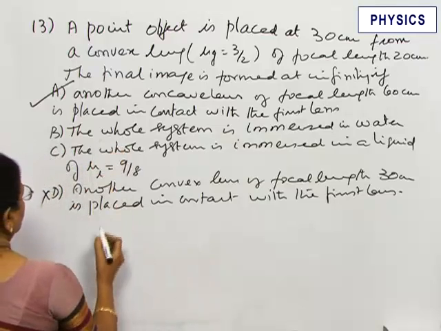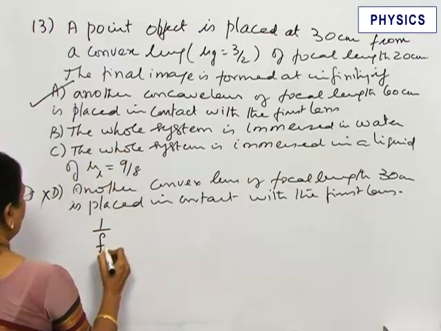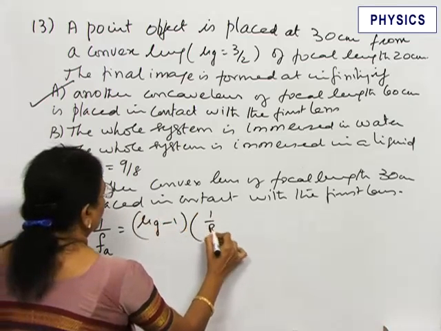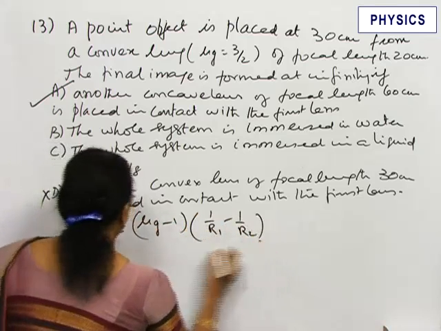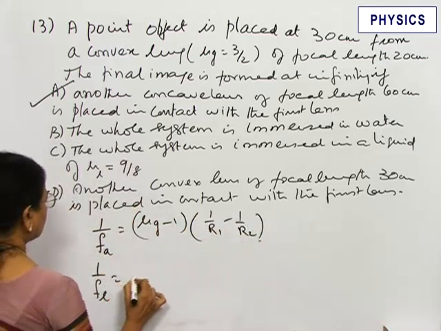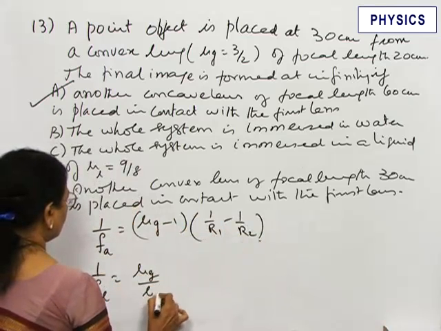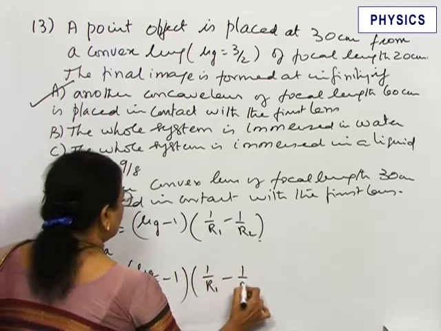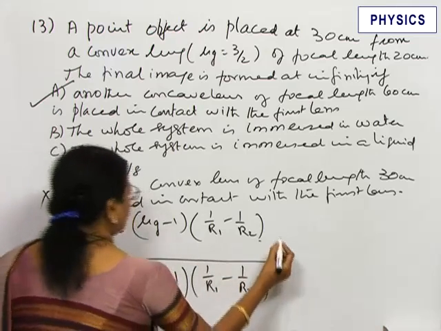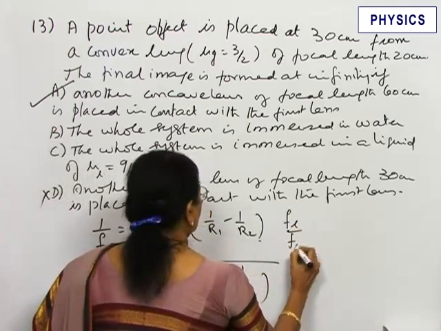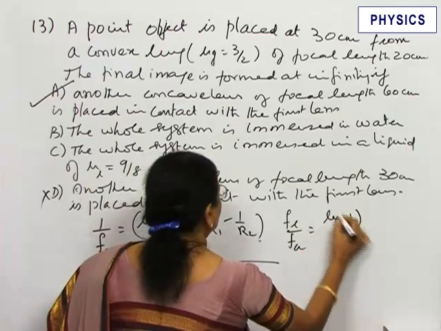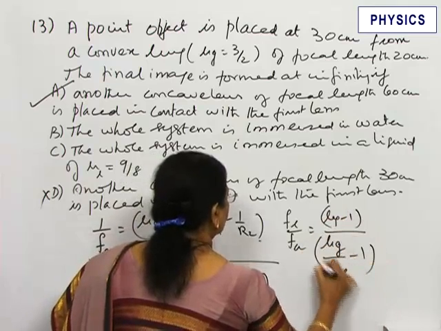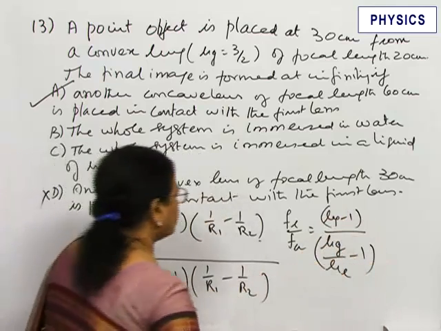So let us examine this. What formula do you have for air and liquid? 1 by F air is (mu g minus 1) into (1 by R1 minus 1 by R2). 1 by F liquid is (mu g by mu liquid minus 1) into (1 by R1 minus 1 by R2). Dividing FL by FA, we get (mu g minus 1) by (mu g by mu L minus 1). Now let us calculate this.